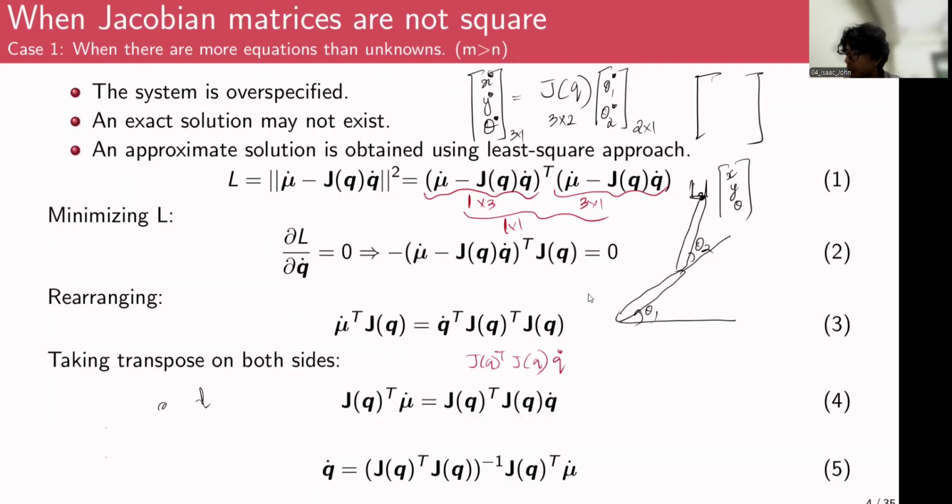So now your objective is to find out Q dot. If you take this entire term and bring it over to your left-hand side, what you are essentially doing is multiplying both sides of this equation with its inverse. If you do that, you will end up with this equation. This is what your Q dot would give you.